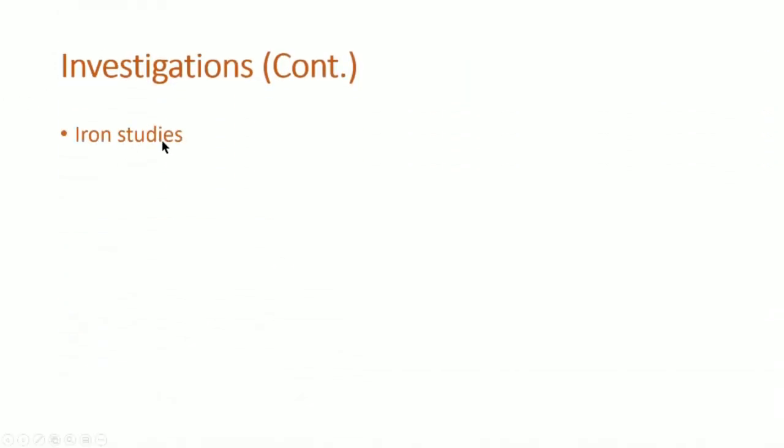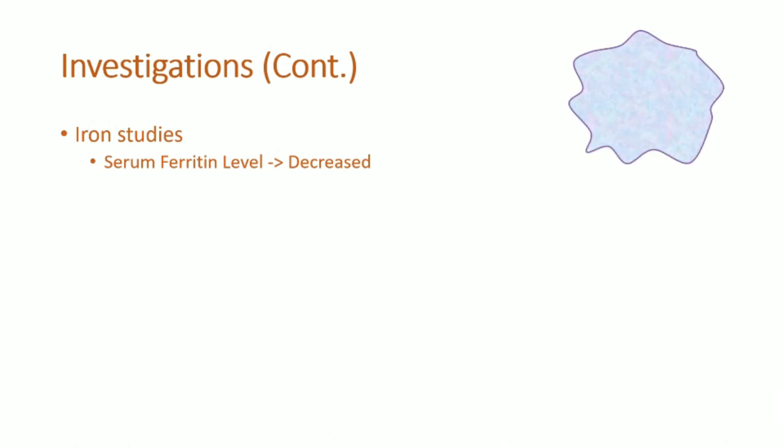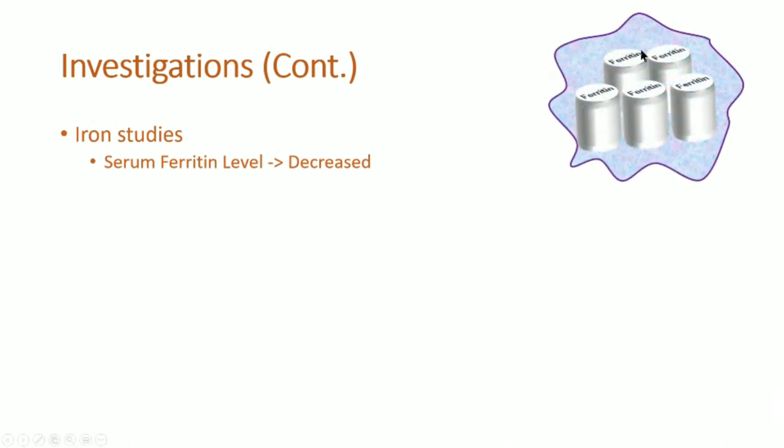Iron studies in iron deficiency anemia. The first thing is that because the body's demand for iron is not being met, it will empty the iron stores, and ferritin is the storage form of iron. Ferritin is the intracytosolic, intracellular protein which is mainly present in hepatocytes as well as in the macrophages of spleen and bone marrow.